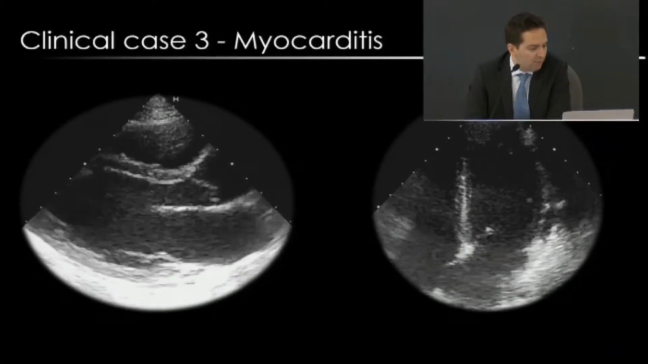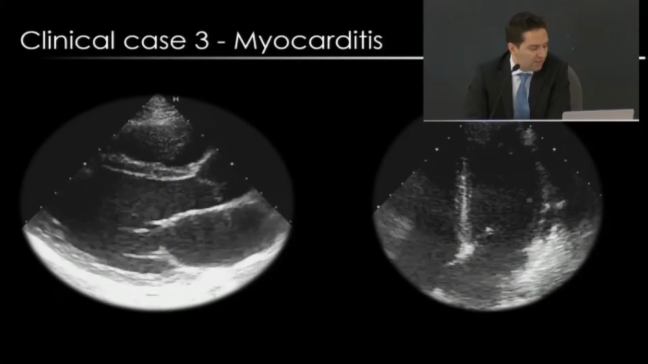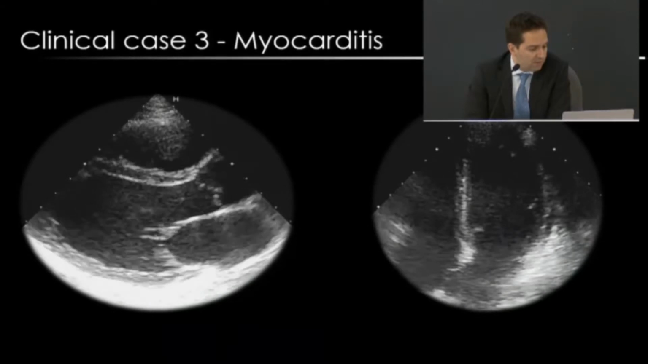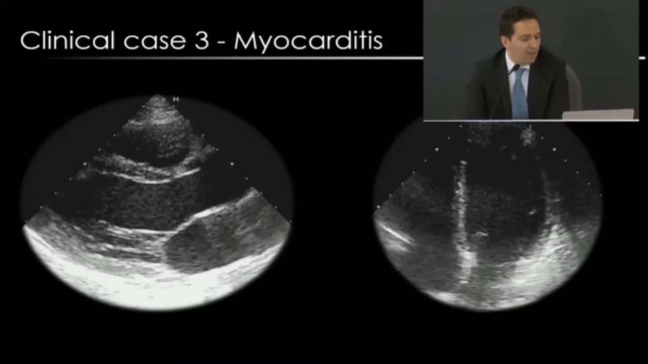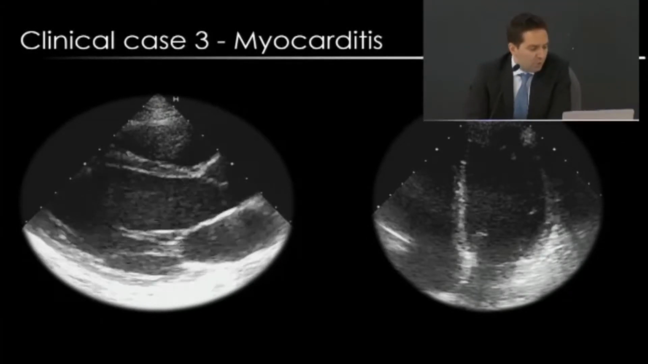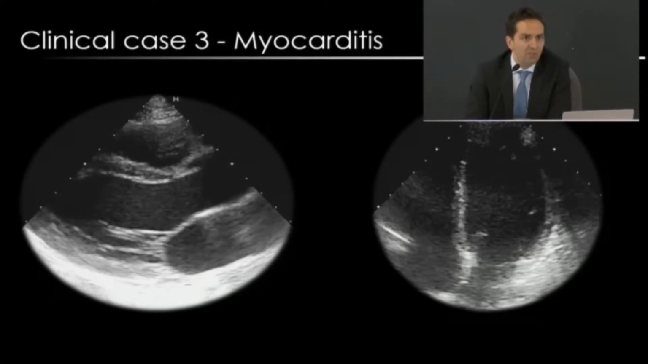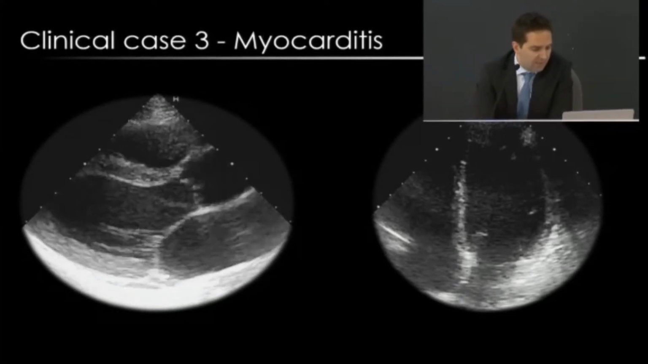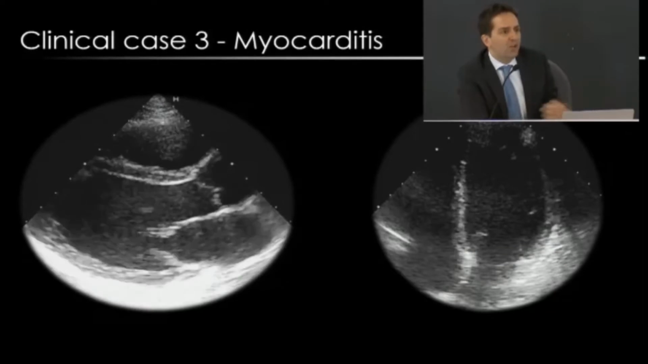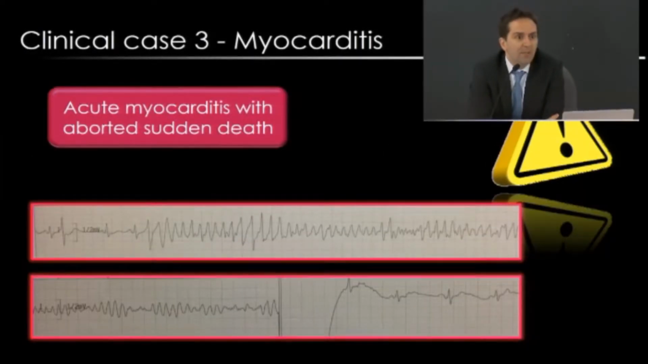You can see this from the parasternal short axis view. However, the ejection fraction was mildly reduced, 45 to 50%. And while I was doing the echo, suddenly she had some palpitation, and this is what happened to her.